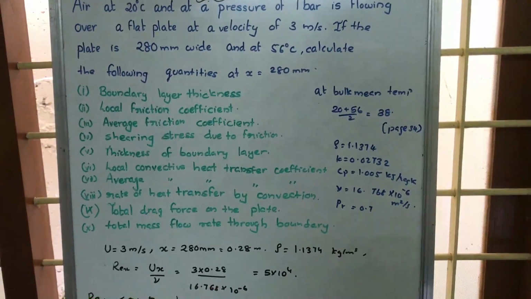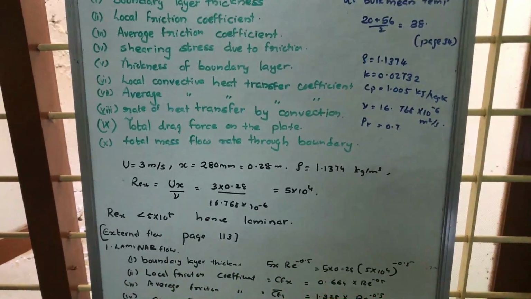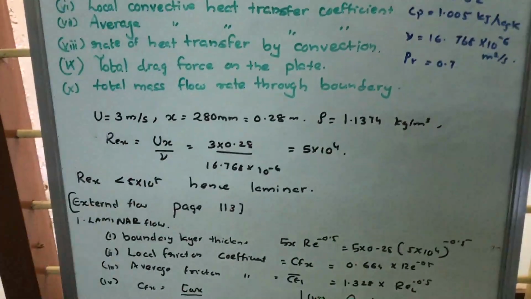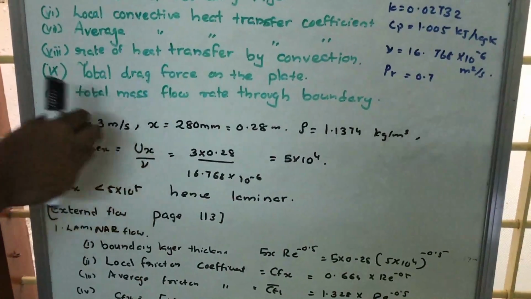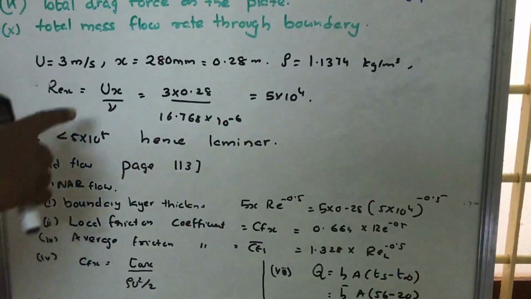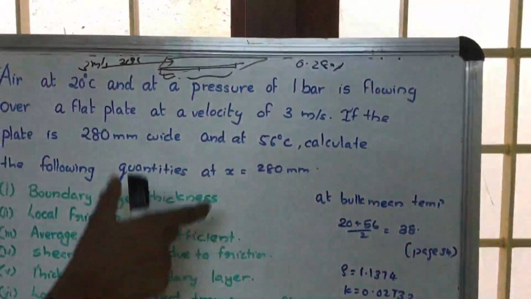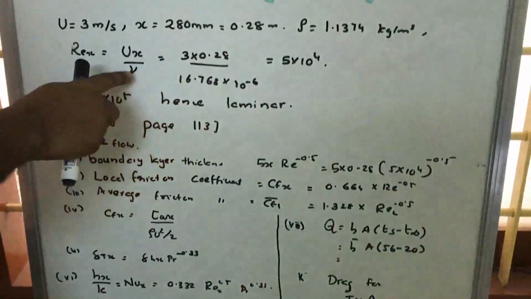Then, here the velocity is given. The first thing we should do is find the Reynolds number. Reynolds number is ux by nu. That is rho Vd by mu, which can in another form be written as ux by nu. Anyway, we will be using ux by nu. So u is the velocity, 3, x is the length of the plate, that is 0.28, divided by nu.